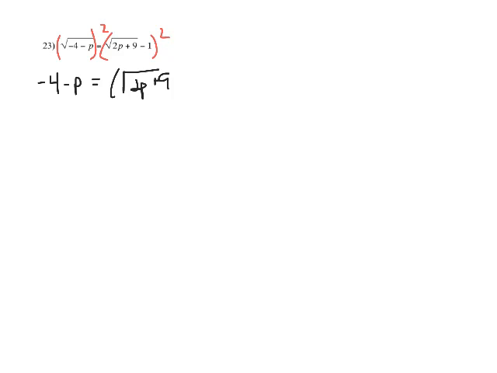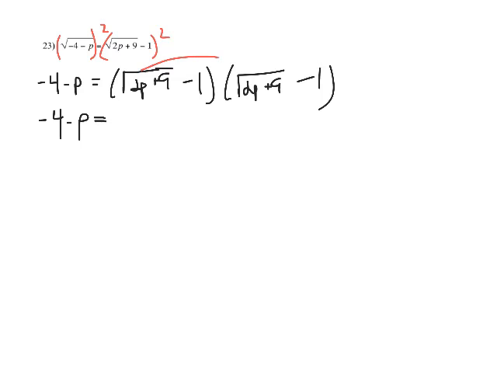So we've got the square root of 2p plus 9 minus 1 times the square root of 2p plus 9 minus 1. I should really just write x's. Okay, so my negative 4 minus p equals, when you do first times first, I'm going to try to color code for us. First times first, that's the square root times the square root. That's just going to go away. So you're going to have a 2p plus a 9.